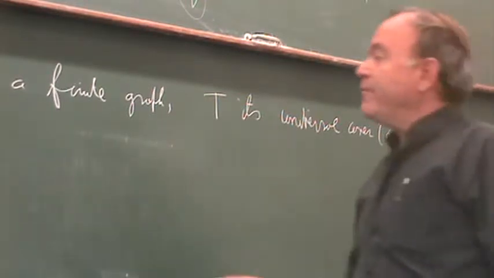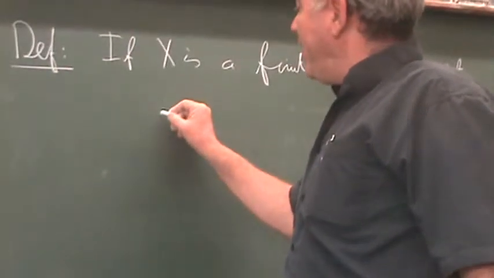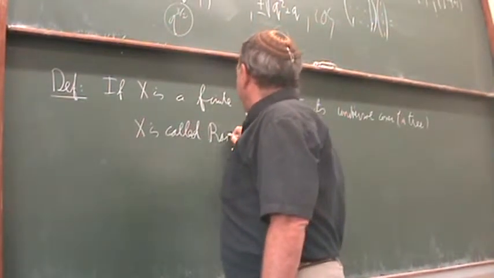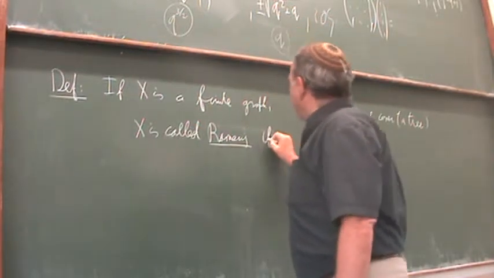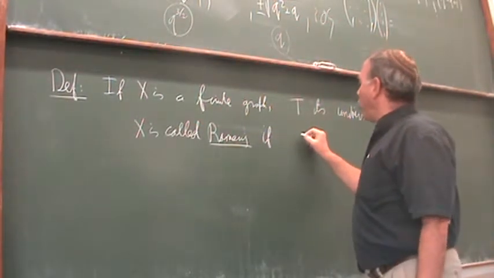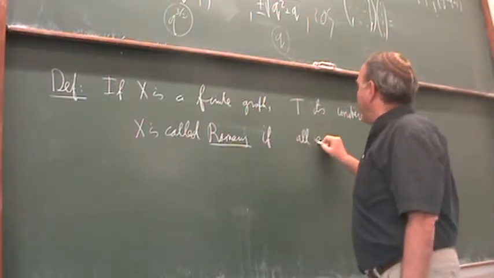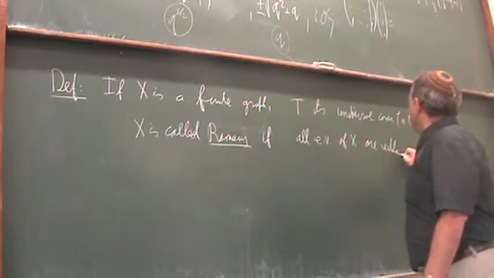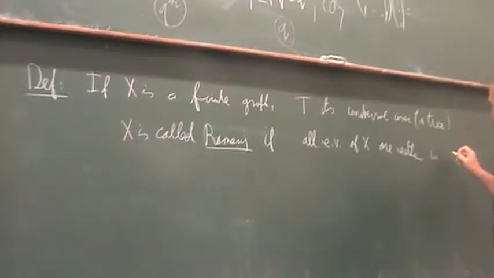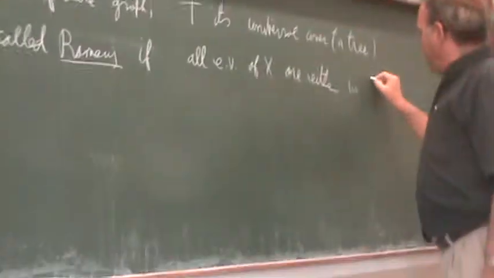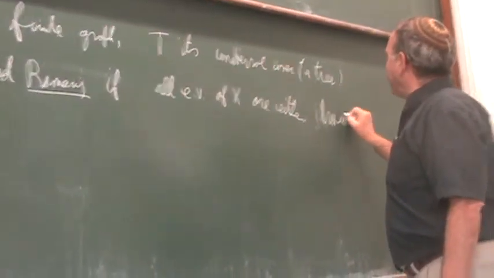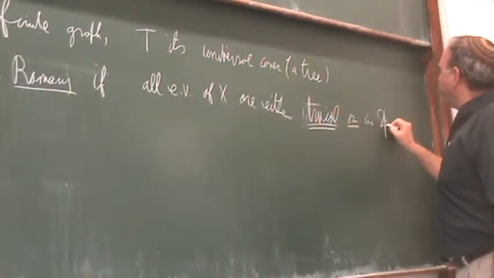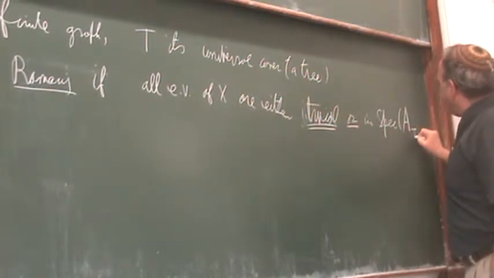And then X is called Ramanujan if all eigenvalues of X are either trivial, so I have to explain in a minute what trivial means, or in the spectrum of the adjacency operator of T.